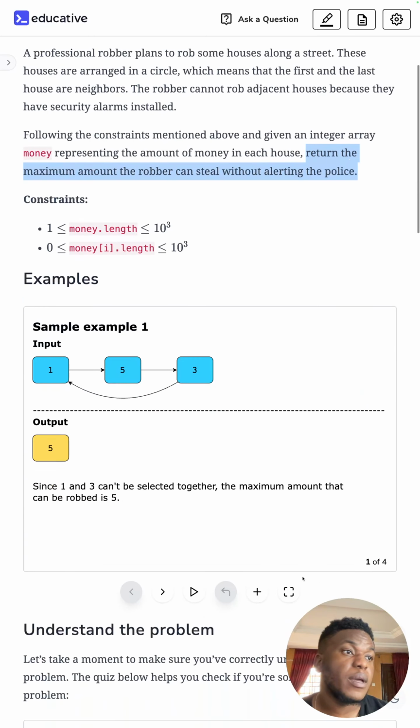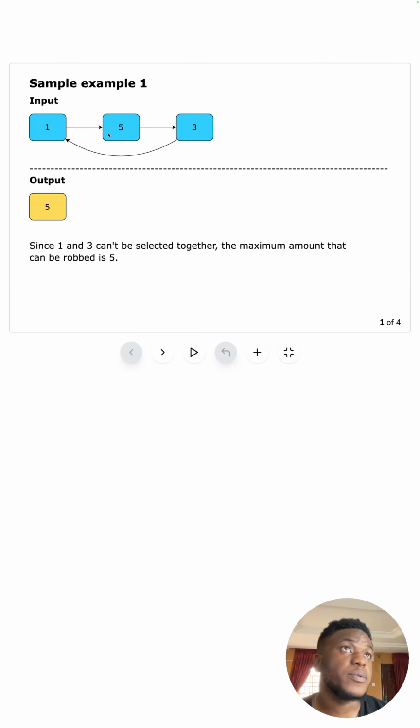And these diagrams can help us see what we're talking about. So we have these houses, the last is connected to the first. And so the best he can do is pick 5, because if he picks 5, he cannot pick 1 or 3, because that would alert the police. If he picks 1, he could only get 3, which is 4, which is less than 5. And that's why 5 is the best house for him to pick.